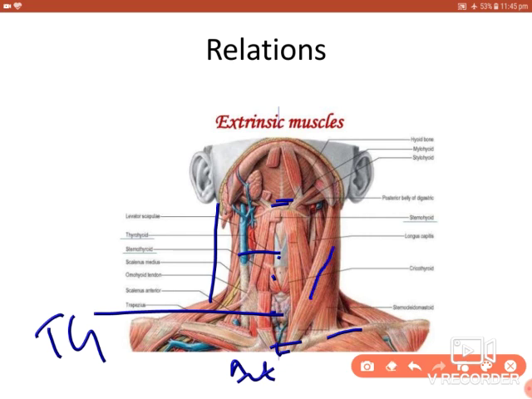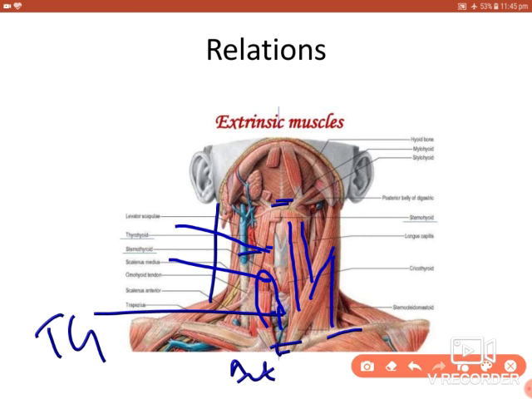Superficial and lateral, you can see this muscle, the sternocleidomastoid. Medial to that is the sternohyoid. Lateral to that is the omohyoid. Posterior to the sternohyoid, deep to it, we get the sternothyroid, and this one is the thyrohyoid muscle. Okay, so this is the isthmus.